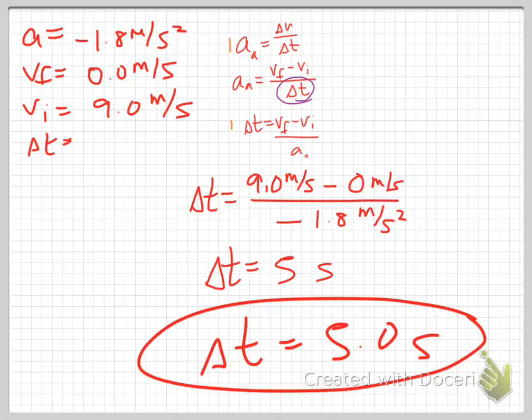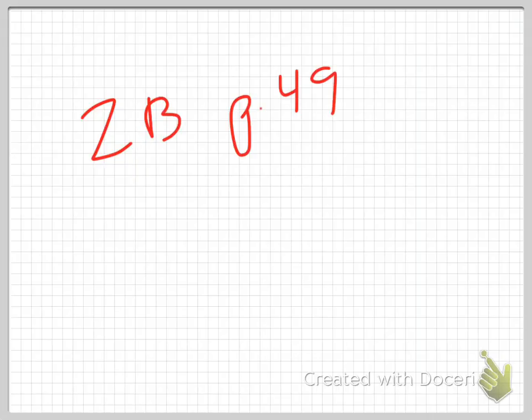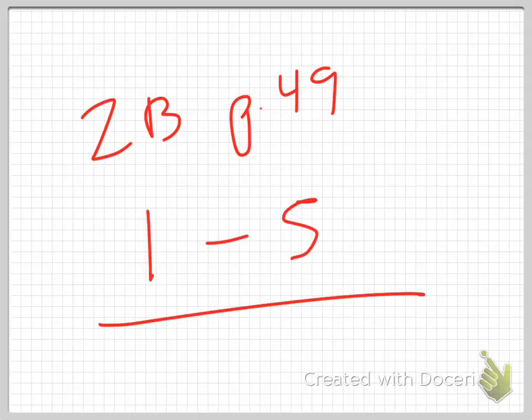Okay? These are easy. Enjoy them. You've got a little bit of time to work on the practice problems 2B on page 49. So that is 2B, page 49, numbers 1 through 5. And I'll give you probably 20 minutes or so to at least get a head start on those. You can always check your answers. You can take a picture of the answers.